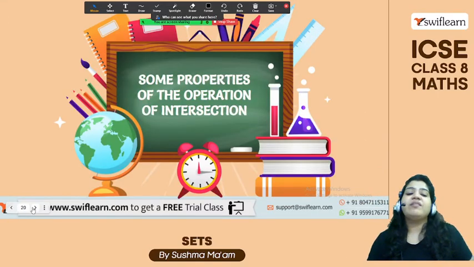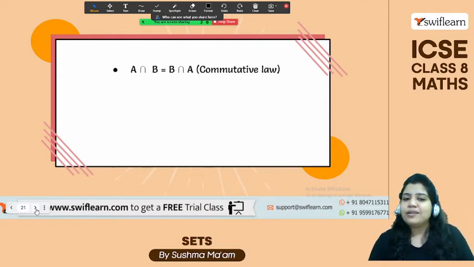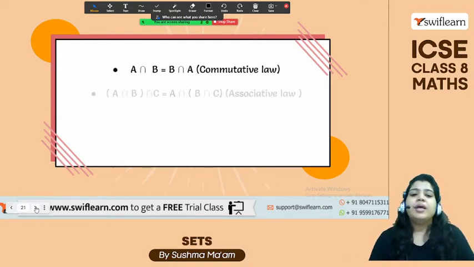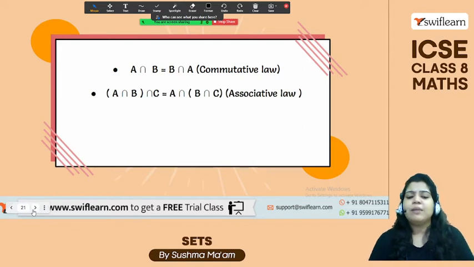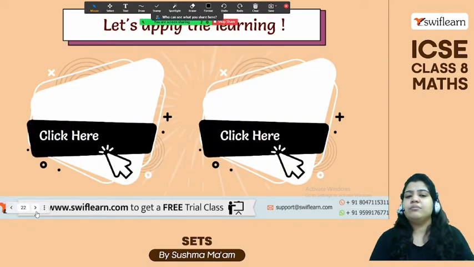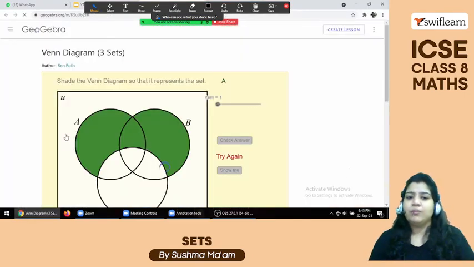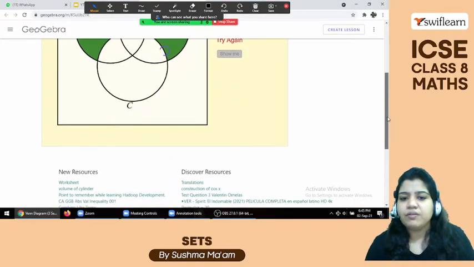Let's see some other properties, meaning the commutative property, associative and all those. So A intersection B equals B intersection A, and then we have the associative property, the same thing but the sign just changed. A intersection phi, and there we have A union phi. Yes, A intersection A and then these. Let's take an example and learn something more.